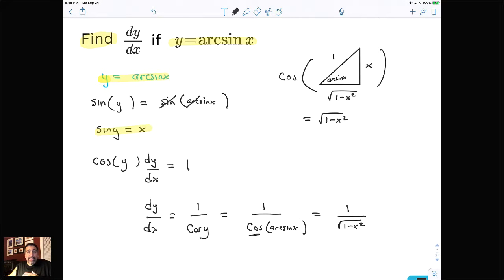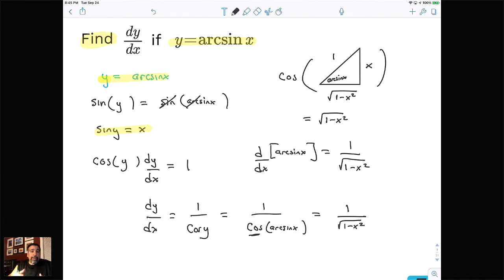And that is the one-step derivative for arcsine. At any point in time, if my students do not remember this as a one step, not a big deal. They go through this process, they prove it, and they find out that the derivative of arcsine x is 1 over the square root of 1 minus x squared.